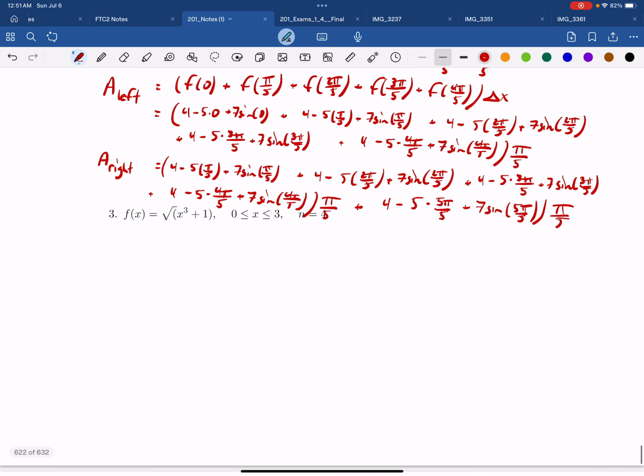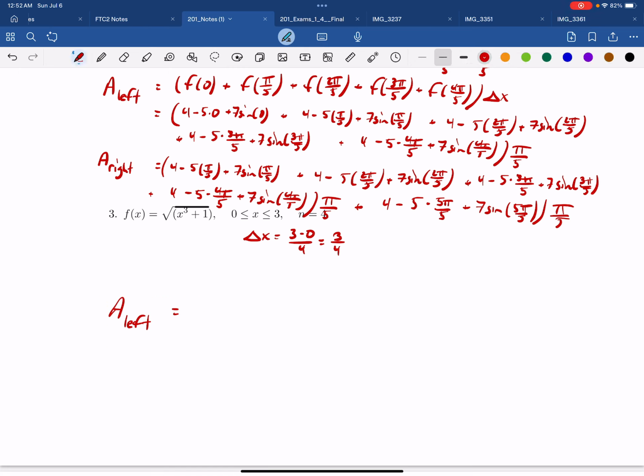All right, last but not least, that is n equals 4 if you can't see it. So area for the left-hand endpoints is going to be, sorry, that should have been extended. Let me actually use black for that, because that is a mistake. Okay. So first of all, note that our delta x is going to equal 3 minus 0 over 4, which is 3/4.